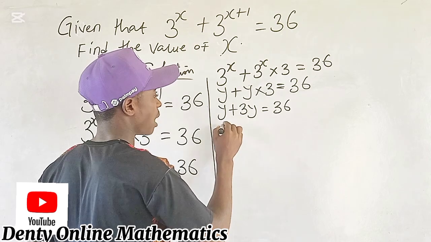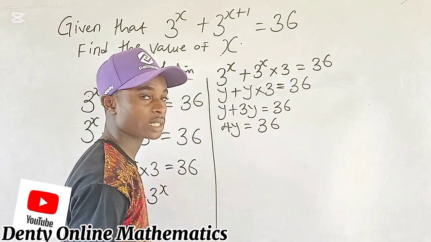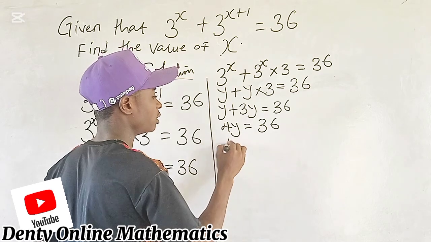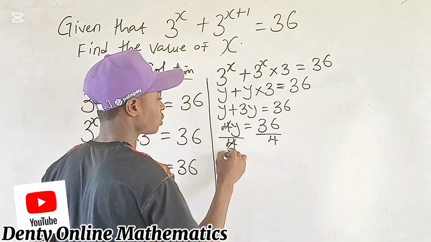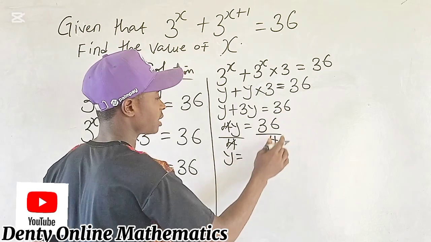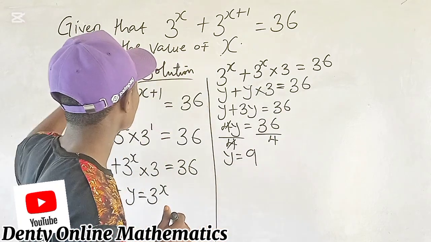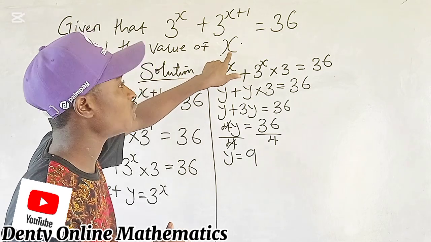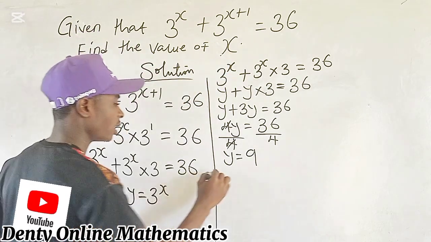Now, y plus 3y will give us 4y to be equal to 36. For me to have the value of y, I will divide both sides of the equation by 4. 4 will cancel 4, we are left with y. 36 divided by 4 is 9. But remember, we are not looking for the value of y. We are looking for the value of x.